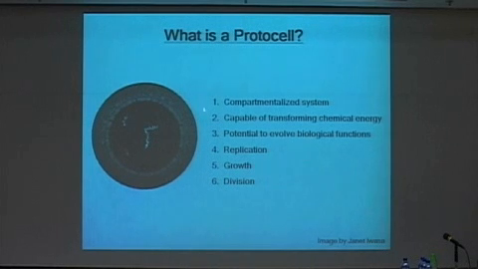We want the potential to evolve a biological function, so some sort of structural role, maybe an aptamer or a catalytic role, something that's going to help drive one of these protocells to compete with a neighboring protocell and emerge out of a population. We want it to replicate. We need heritable transmission from one generation to another. We want it to grow and to divide, finally.